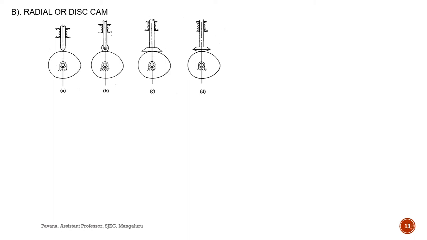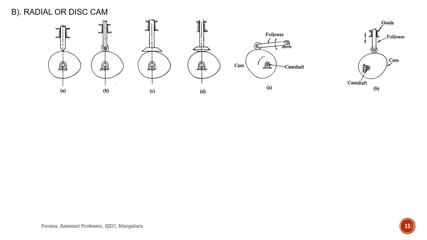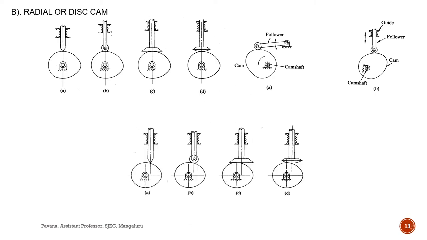The plate cam is illustrated here, which can have a radial or offset type. Any type is possible. So here it can give the follower oscillatory motion or reciprocatory motion. So this is how it looks. Okay, so all these comes under radial or disc cam. So this is offset, radial, offset, all these comes under radial or disc cam.